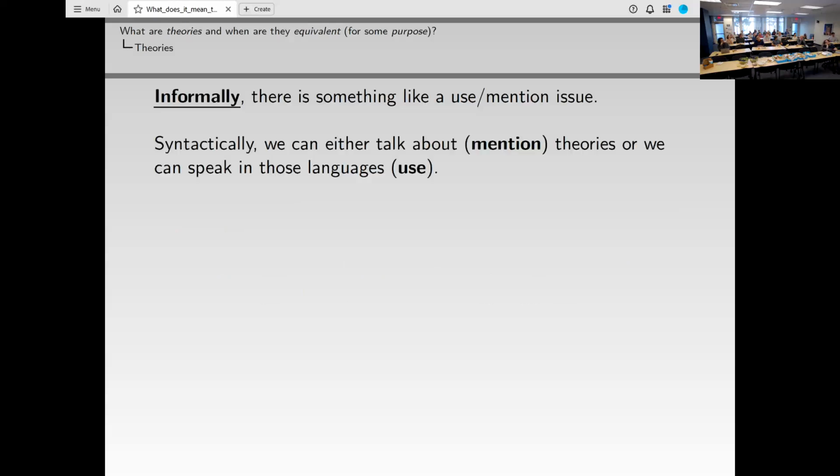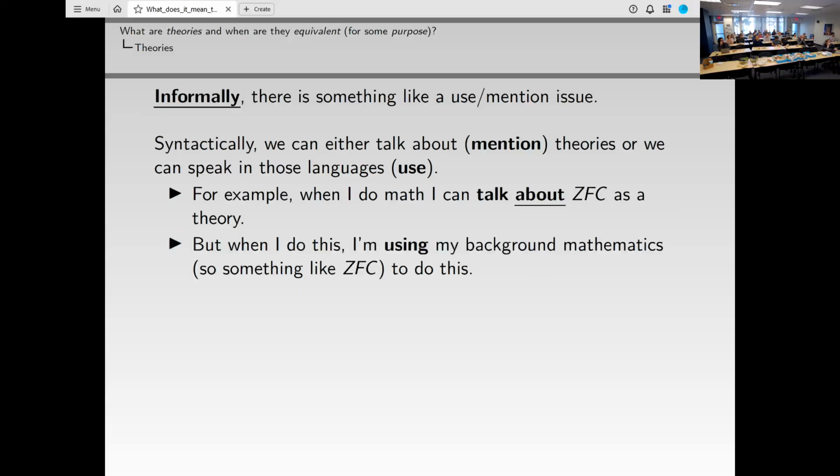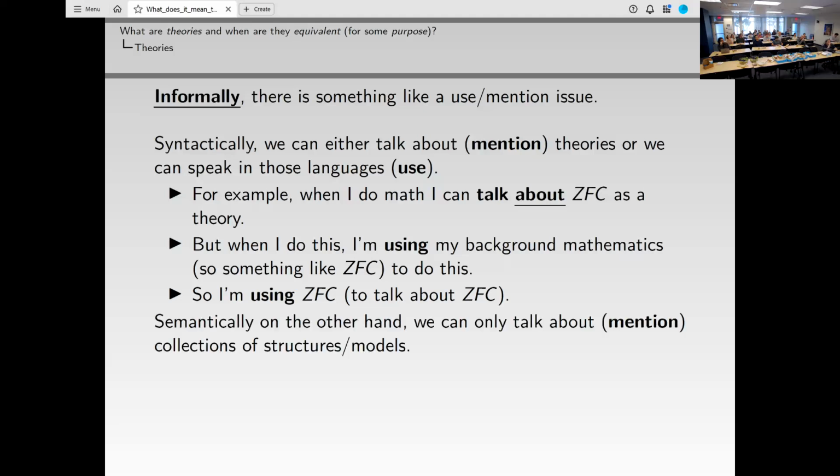Syntactically, we can either mention theories, or we can speak in those languages and use them. For example, when I'm doing mathematics, I can talk about ZFC as a theory. It's like a set of coded sentences. And when I'm doing this, I'm using my background in mathematics, so perhaps something like ZFC itself. So in some sense, I'm using ZFC to talk about ZFC. But on the other hand, with the semantic approach, it seems that I can only mention collections of structures or models. I'm talking about them from the outside, I build them in my mathematics, and that's an extra remove, I want to suggest.